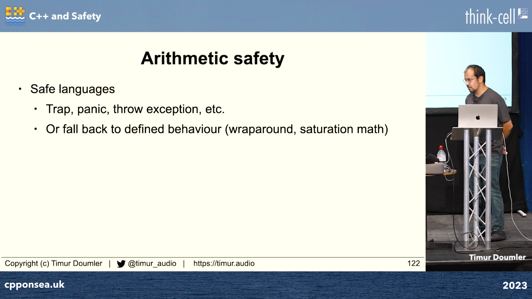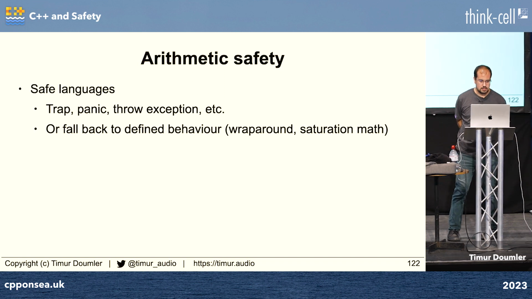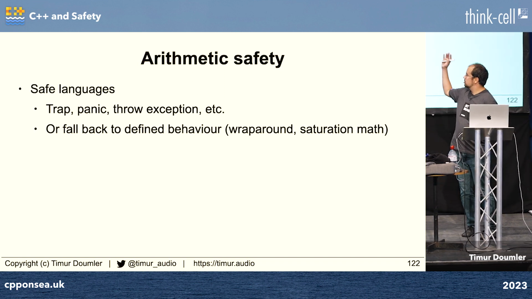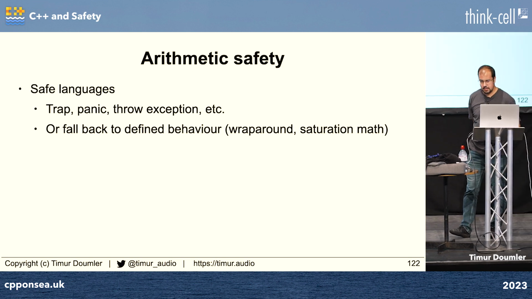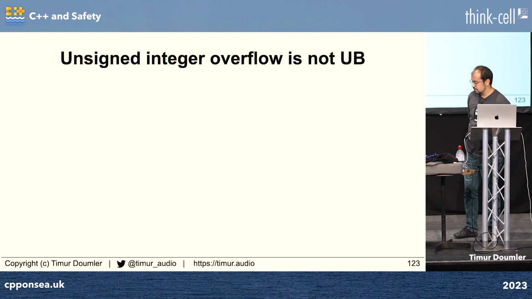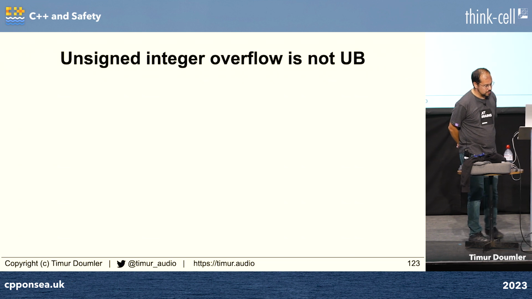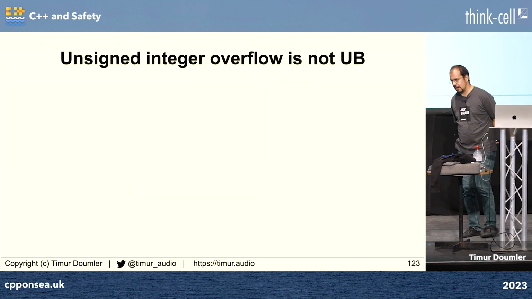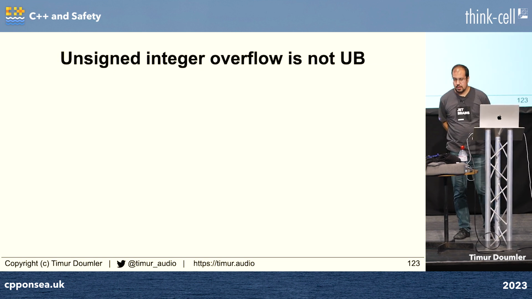So in safe languages, you can do other things. You can trap, panic, or throw an exception. Like in Java, by default, you fall back to some kind of defined behavior. I think Java wraps around, but then you have the option to instead throw exceptions. In Rust, in debug, it's going to panic, and in release, it's going to wrap around. Unsigned overflow is actually not UB. And most of the time it's a bug, but I've seen cases where it's not. Crypto people apparently use it, and I've seen a use case in graphics where you exploit unsigned integer overflow. So yeah, it's often a bug, but static analysis tools sometimes can't tell.